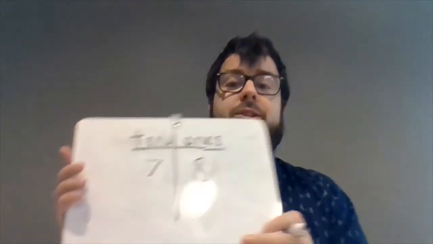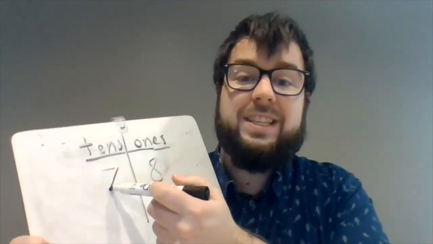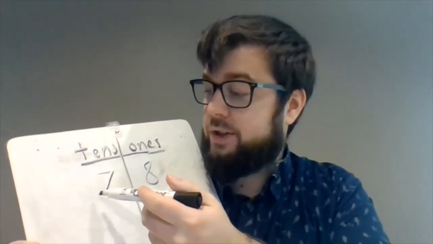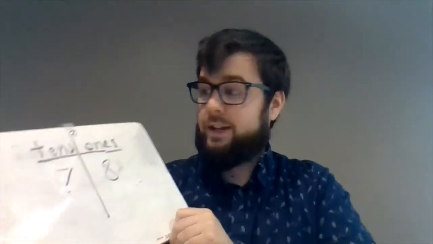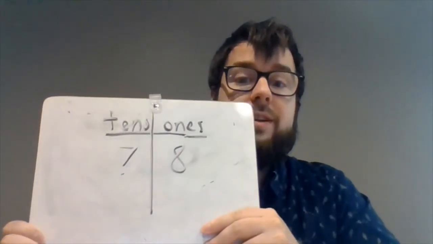If we look at this number, this is 78. 78 has 7 tens and 8 ones. So this is 7 tens: 10, 20, 30, 40, 50, 60, 70. And then 8 ones, like 1, 2, 3, 4, 5, 6, 7, 8.